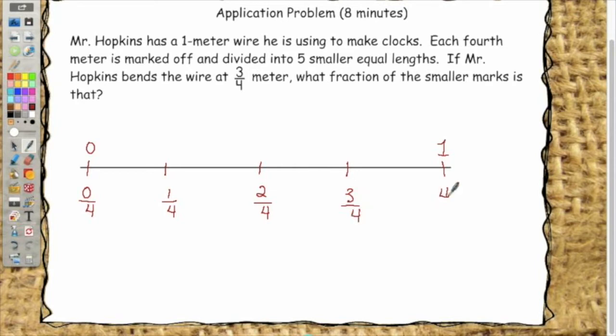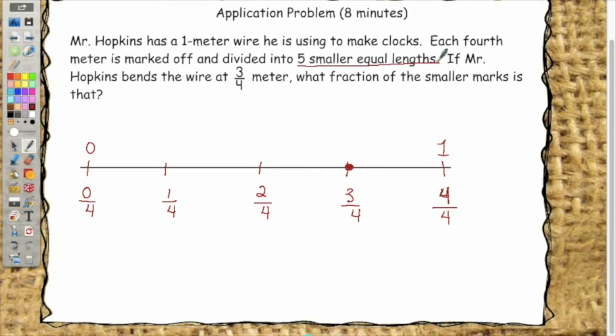Okay, now just a minute. The problem says each fourth meter is marked off and divided into 5 smaller equal lengths. So what do you think? You bend the wire at 3/4, so you think I need to mark that with a point? Yeah, I agree. But what about these 5 smaller equal lengths? What does that even mean?